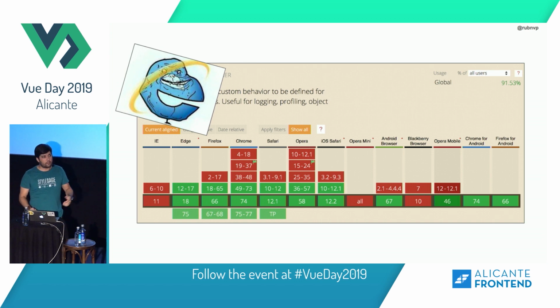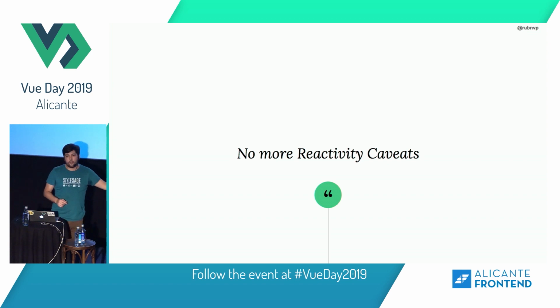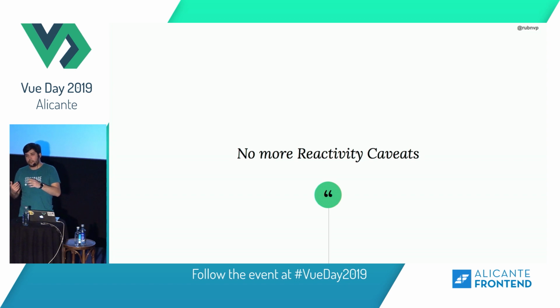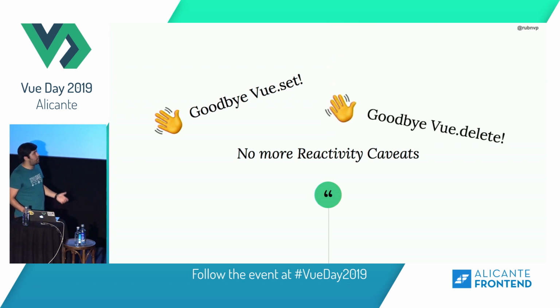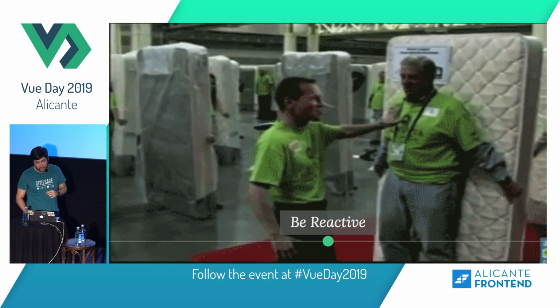And with modern browsers, we can do a build with proxies. And with this, proxies go further because now I can detect additions of new keys that were not possible with Vue. And I can intercept the delete operation. So with this, we are just going to say goodbye to Vue set and Vue delete, and everything's going to be awesome.